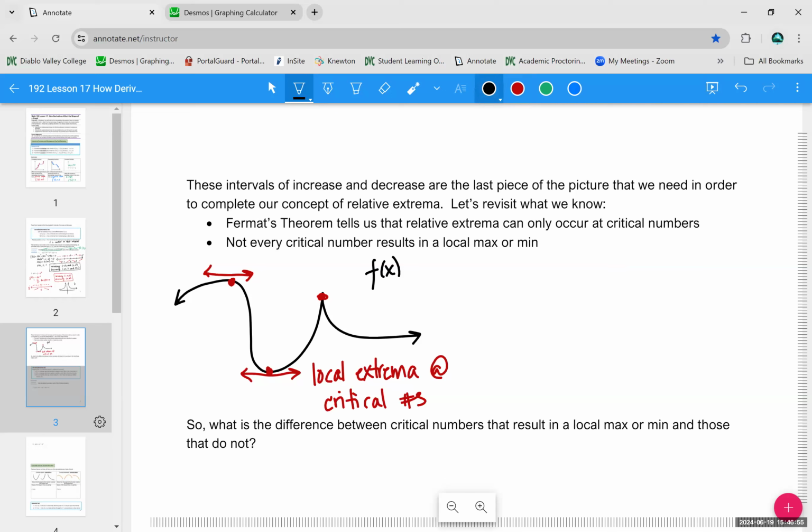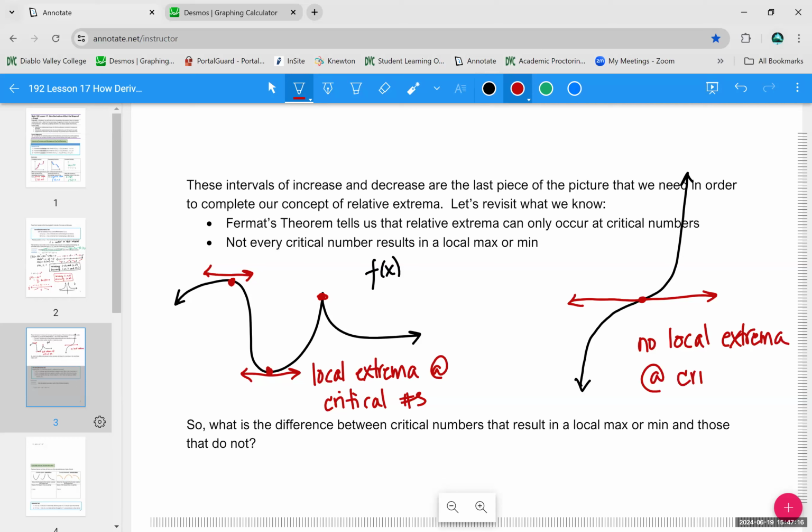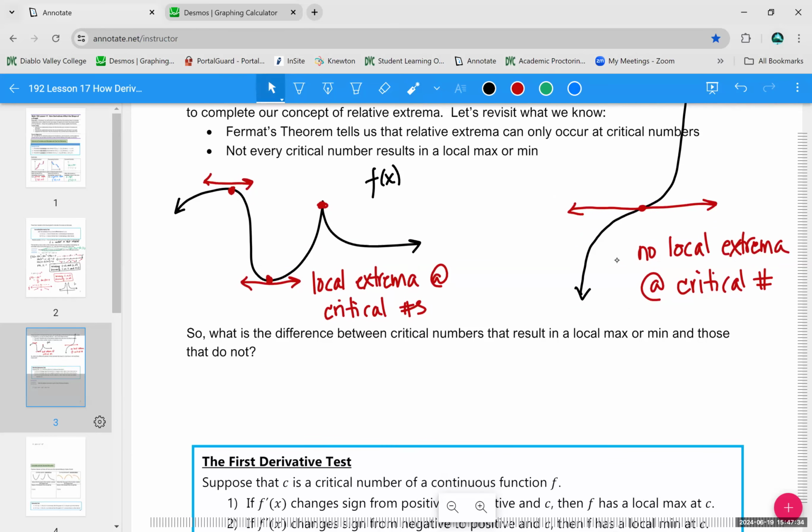But I could take a function like tan x or something similar. And I do have a critical number in here somewhere where the derivative is equal to 0, but there is no local extrema at that particular critical number. So if it is an extrema, it's happening at a critical number, but not every critical number results in an extrema. Remember, we've talked about this already. So what's the difference? What do you see happening in the first picture that you don't see happening in the second picture?